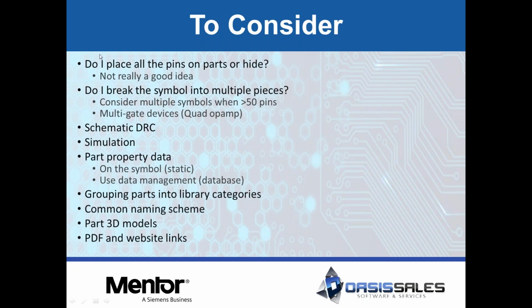So one thing to consider when building a part is, how do I place all the pins on one part, or do I break it up into smaller parts? Do I place all the pins on symbols, or do I hide some of the pins? This used to be a popular thing in the past, but it turns out that a lot of times hiding pins can trip up your design. So it's not a good idea to really hide any of the pins on your symbols. It may be cool to say, okay, I want to hide all my power and ground pins, and then assign properties to those items, but then you forget about those things and you make mistakes in your design.